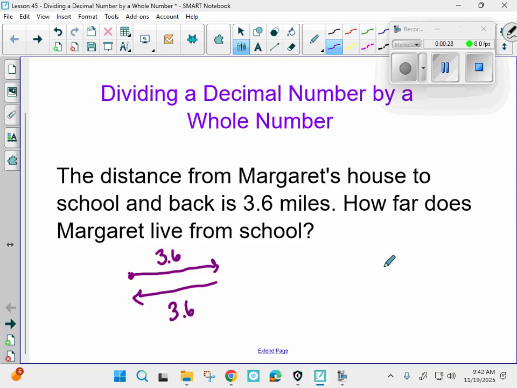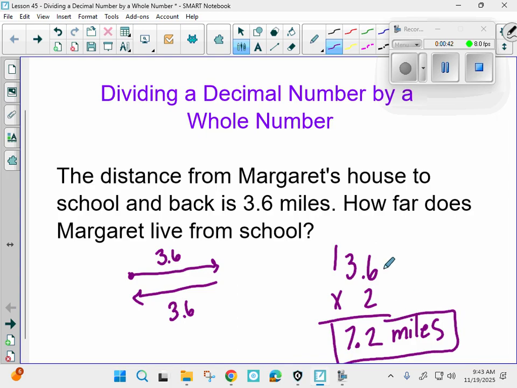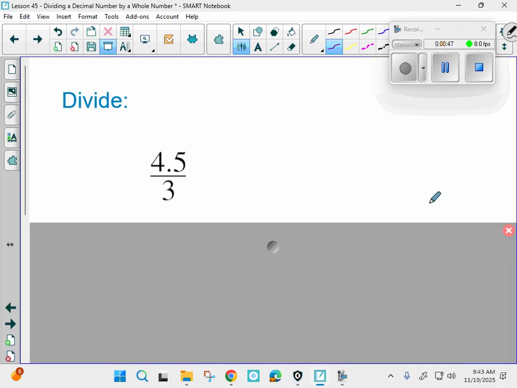So you can either add 3.6 two times, or you can do 3.6 times 2, which gives me 7.2 miles. Don't forget we moved the decimal one space because there's one decimal space here and none here. All right, let's do some division.